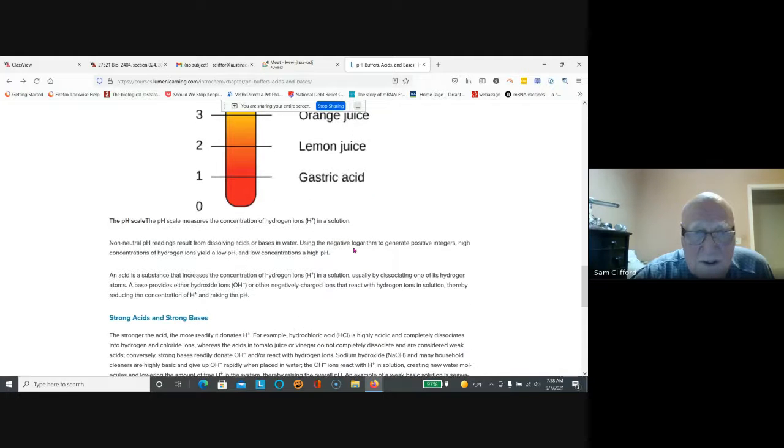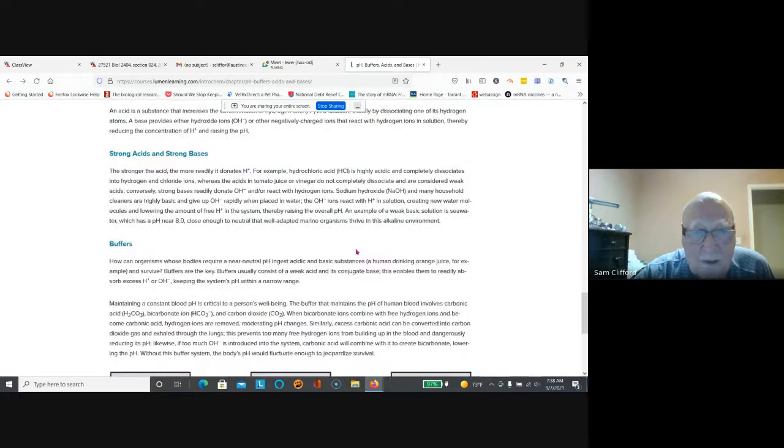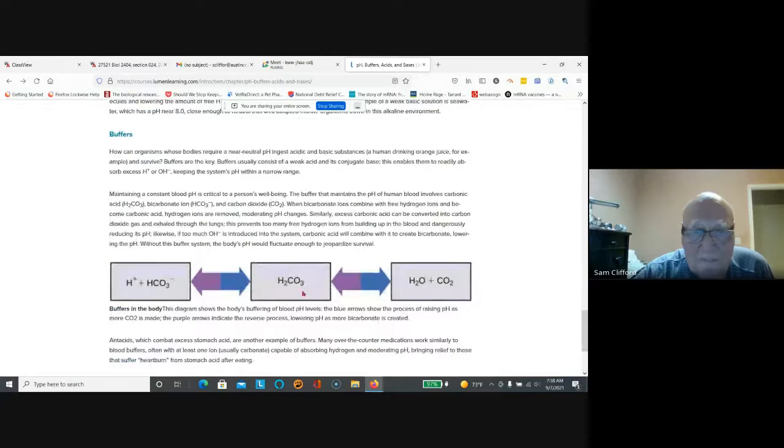Okay, so there'll be questions on WebAssign on this bicarbonate. This is a buffer. A buffer tends to keep the pH around a certain level. We have to have the pH in our body around 7.35 and 7.45.